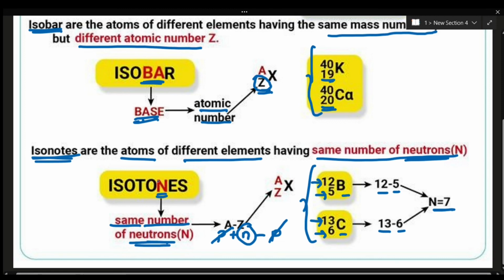So this was a trick to remember the difference between isotopes, isobar and isotones. So in isotopes, top is the word. In isobar, Ba, which represents base, and in isotones it is N, which says it has same number of neutrons.